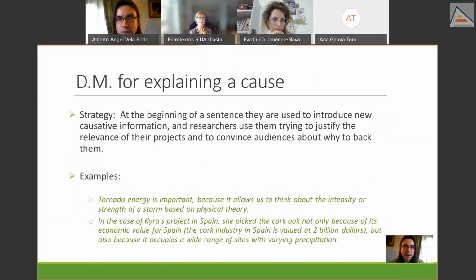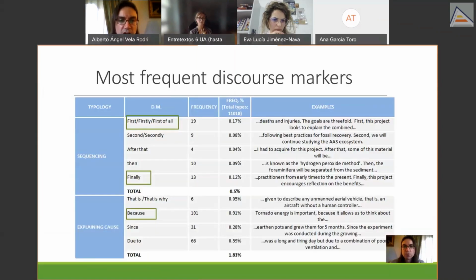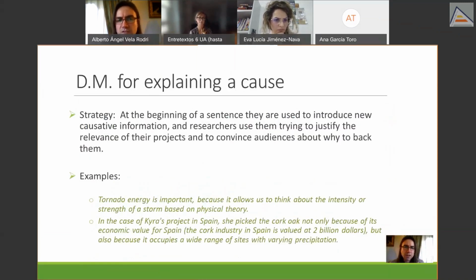With the explaining course discourse markers, you get that the strategy is very much in the same line, and researchers use them trying to justify the relevance of the project. You are explaining why it is important, to convince the audiences to back a project. For example, you've got here, tornado energy is important because it allows us to think about. And if you realize, there are 101 occurrences, and that means you need to tell why and answer yourself why that is important. Well, because of this, because of the other, right?